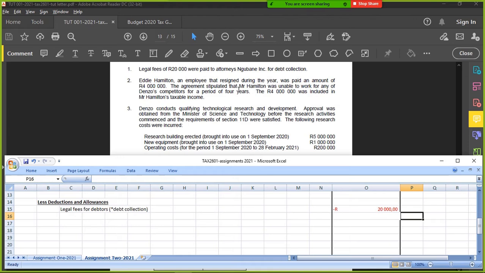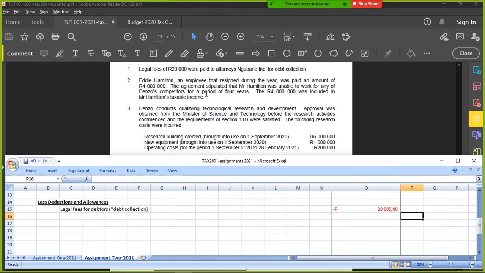Right, number two. Eddie, an employee, resigned during the year. He was paid an amount of 4 million. The agreement stipulated that Mr. Hamilton was unable to work for any of his competitors. So obviously, this is a restraint of trade. Do you agree? Yes. Okay.